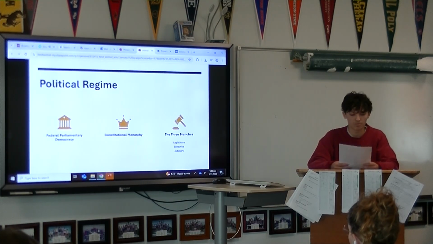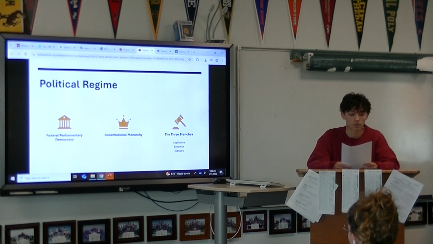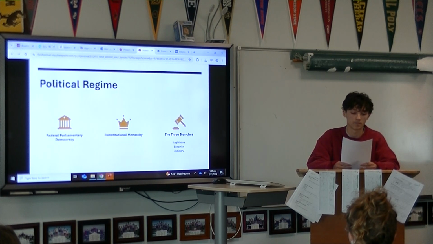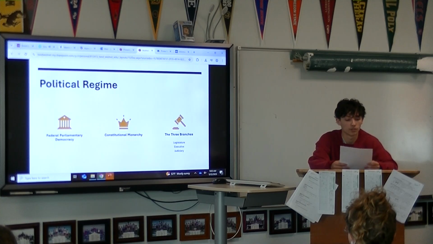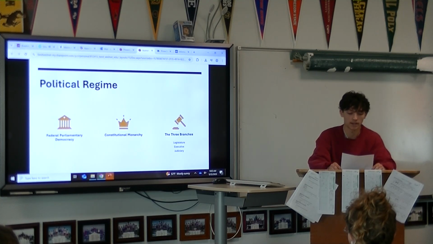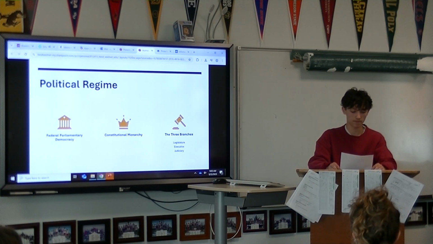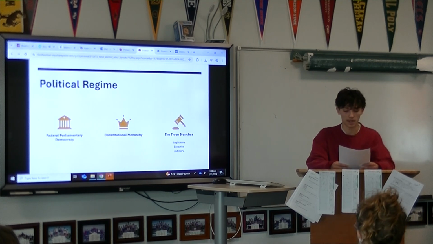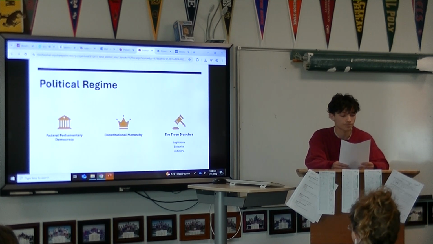Political regime. Australia operates as a federal parliamentary democracy and constitutional monarchy. The British monarch actually serves as the ceremonial head of state for Australia, represented locally by the Governor-General. The government is divided into 3 branches: the legislative, executive, and judiciary. For the legislative, they're a bicameral parliament, comprising the House of Representatives and the Senate.